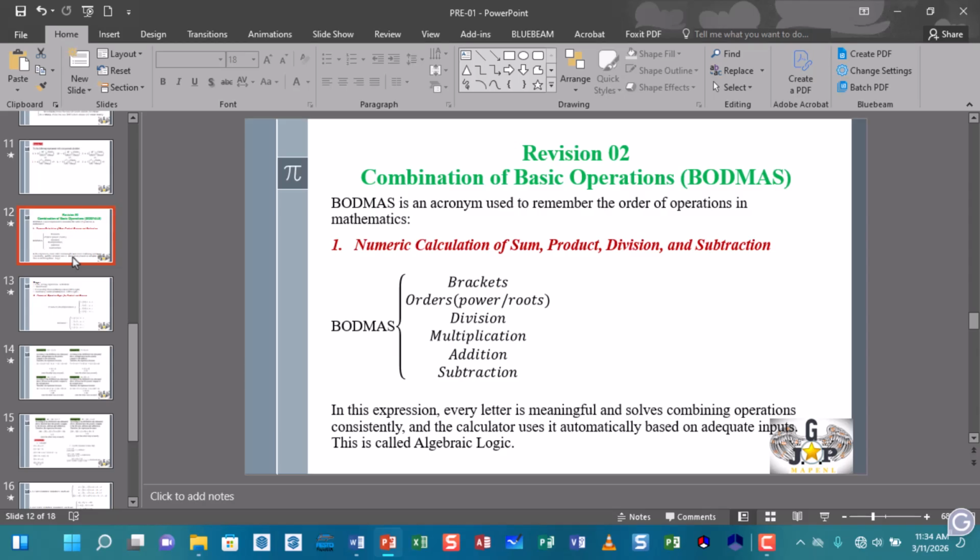In mathematics, remember we have four operations. We have sum or addition, subtraction or difference, division or partition, and product or multiplication. Those are the four operations. Till today in 2026, we still use these four.